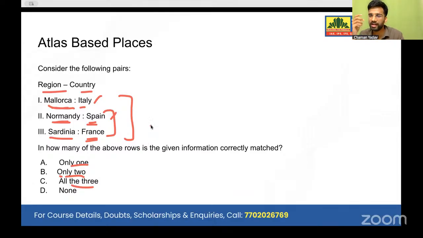So one thing is that if you are not very well versed with the atlas, but have general awareness, like if you are a sports fan and you happen to know who Rafael Nadal is, he is from Mallorca. And if you're a fan of Rafael Nadal, you must know that Mallorca is in Spain. Yes, so then you can eliminate this.